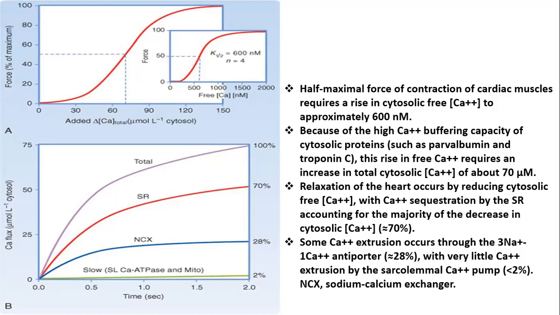Decreasing extracellular calcium from a normal range of 1 to 2 millimole to 0.5 millimole, for example, reduces the force of contraction. This reduction in force of contraction is not associated with a change in the duration of the contraction because the kinetics of calcium sequestration by the sarcoplasmic reticulum and calcium extrusion has not been modified.